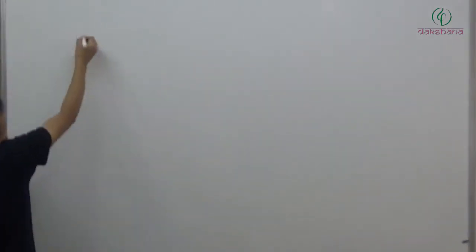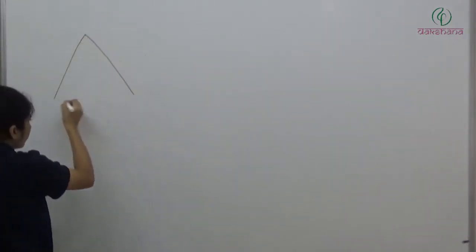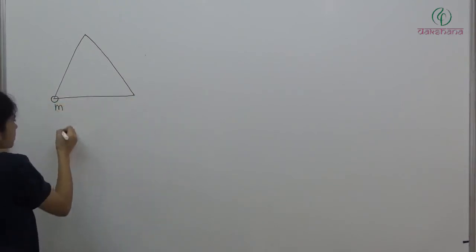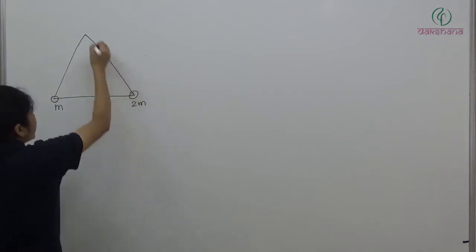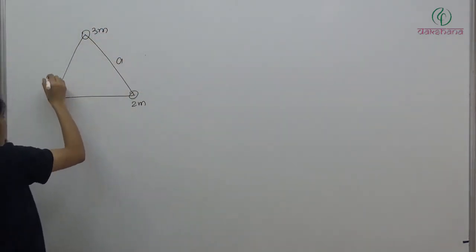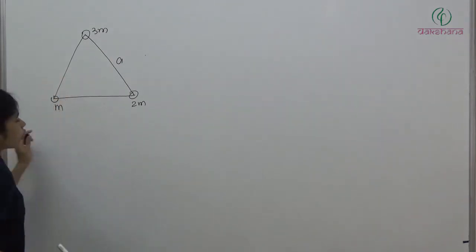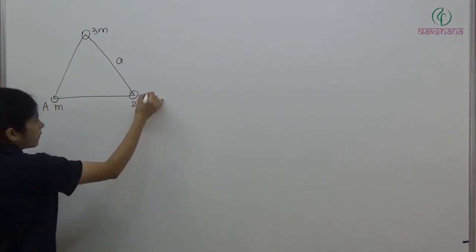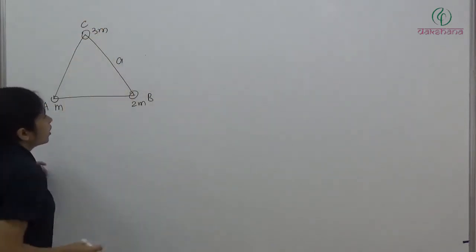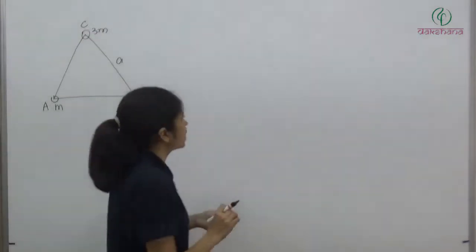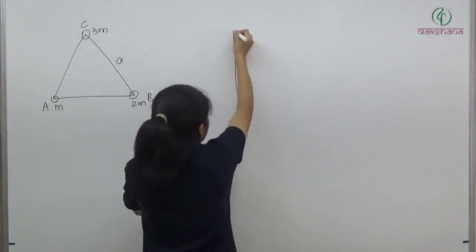So let's say we have a triangle where at this vertex we have mass m, here 2m and here 3m. And the side of this triangle is A, and this is an equilateral triangle. These are the vertices A, B and C. So now you have to find out the location of center of mass from vertex A.